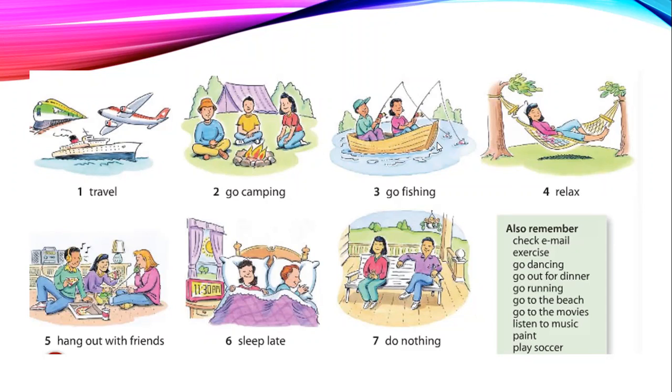Okay, relax. Brenda? Present continuous. Relax. Repeat, please. Hello, teacher. Relax. Present continuous. You can say she, I, we, they. He's relaxing on his next vacation. Okay, thank you.